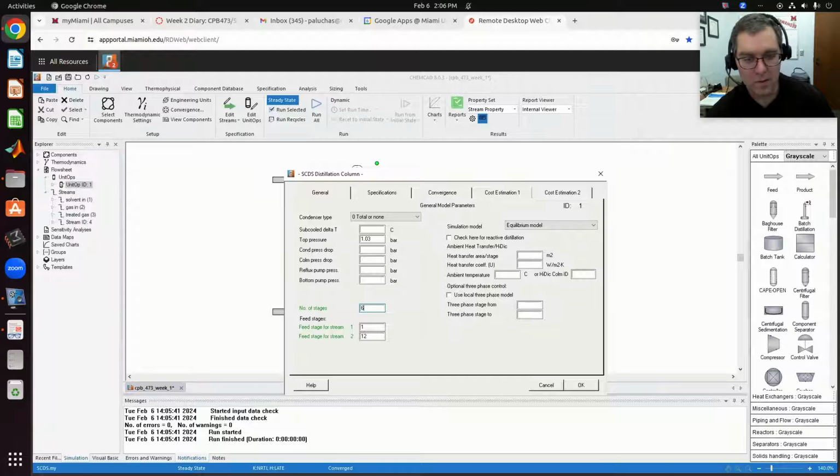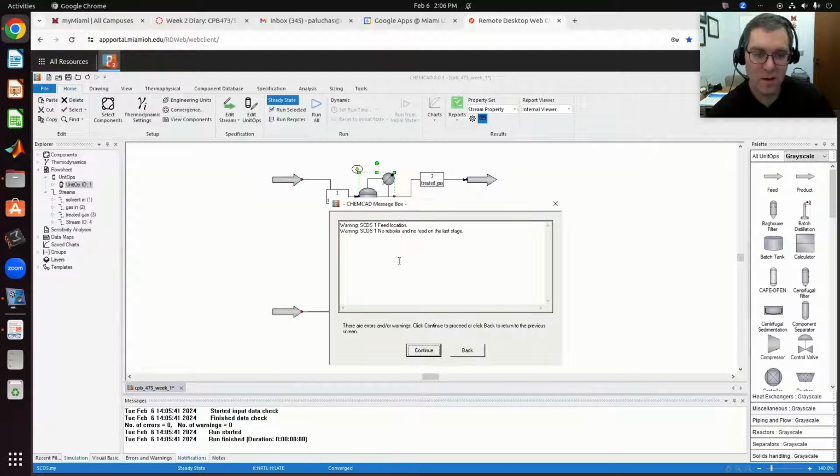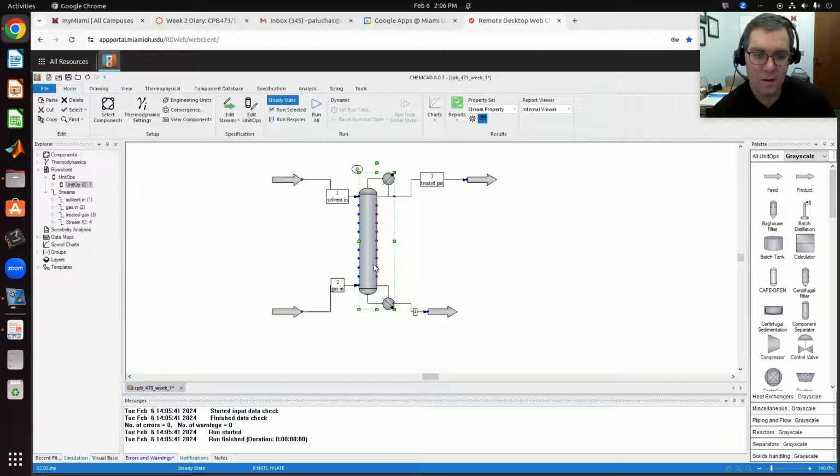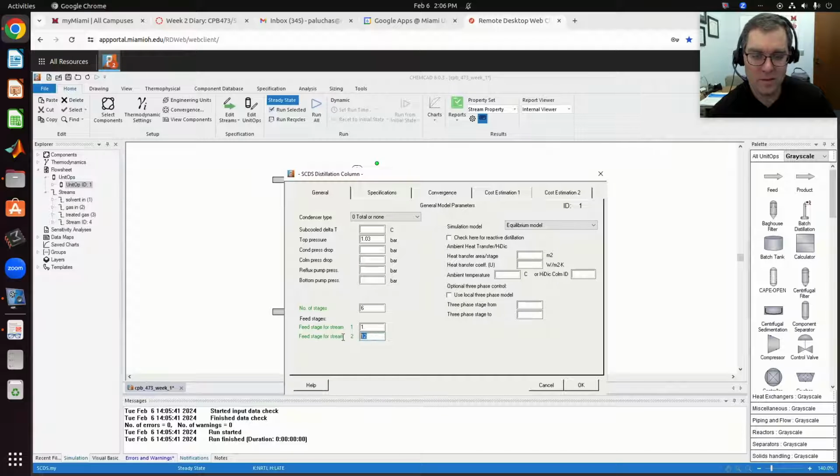If I want to go back to 6, let's just look at what the warning message is. I get a message that there's an issue with my feed location. If I go back in, this is 12, at most this can be 6.